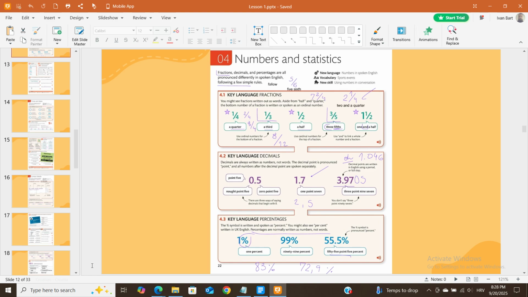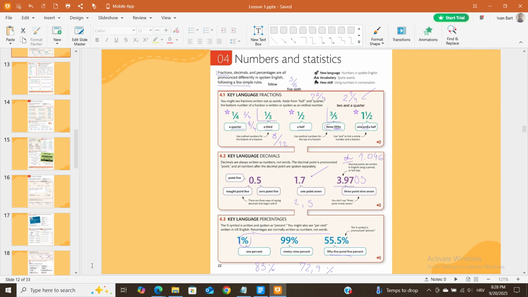1%. 99%. The percent symbol is pronounced "percent." 55.5%. 1%. 99%. 55.5%. 22. 83%. 72.9%.